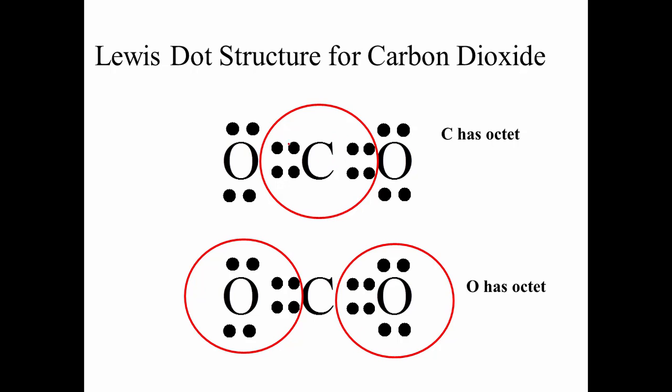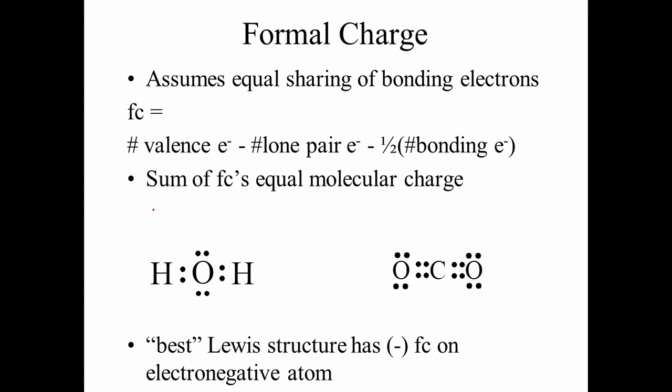We can count here around the carbon. We have 1, 2, 3, 4, 5, 6, 7, 8 electrons, and then around the oxygen 1, 2, 3, 4, 5, 6, 7, 8 around the oxygen as well on both sides. So this Lewis dot structure for carbon dioxide shows it's a stable molecule as drawn with two carbon-oxygen double bonds.